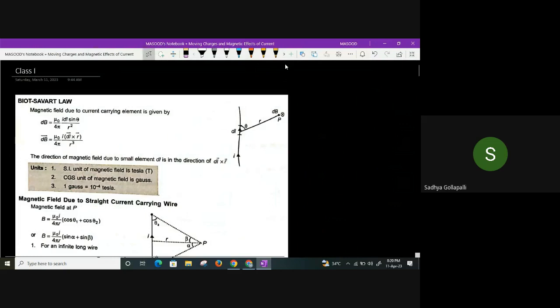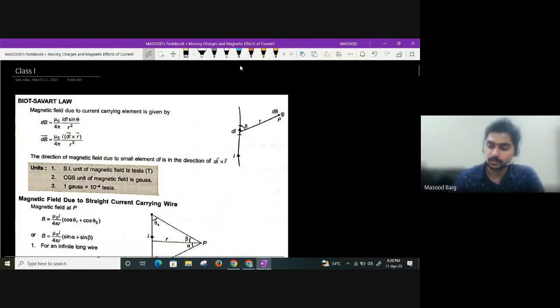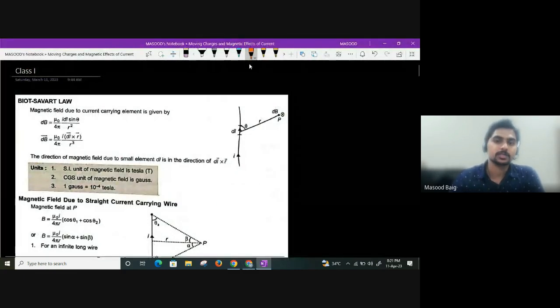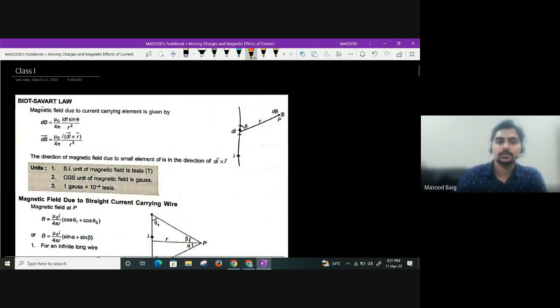Now, in this particular chapter, always remember, basically when we talk about a moving charge, a static charge, whenever a charge is at rest, it will be producing an electric field. A moving charge, guys, will be able to produce both an electric field and a magnetic field, right? So if we talk about the magnetic field produced by the current carrying element, it was given by Biot-Savart's law, guys.